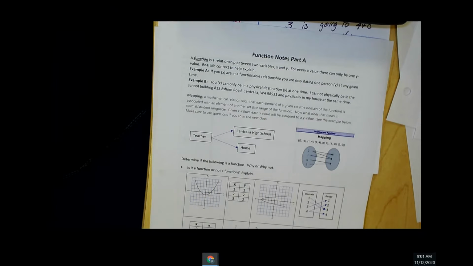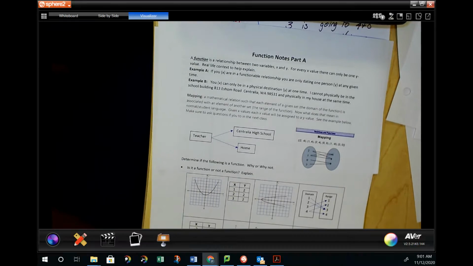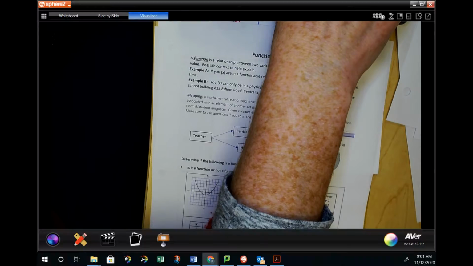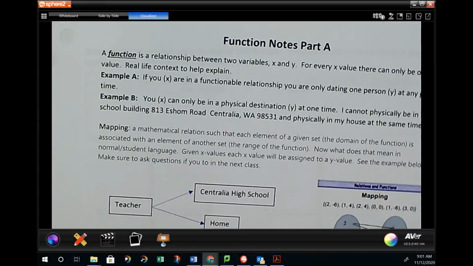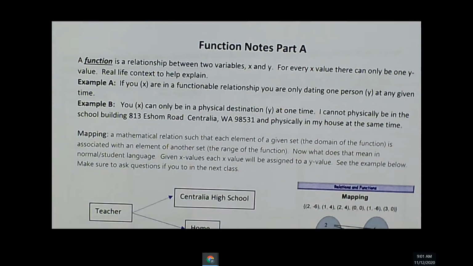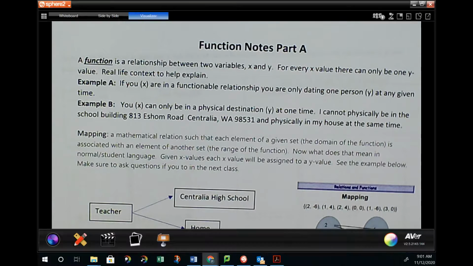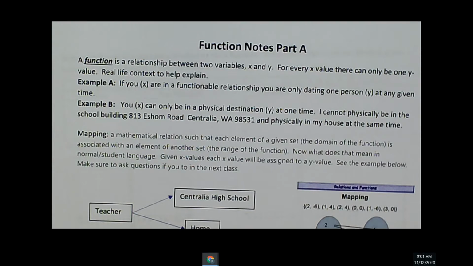So in real life, if you are in a functional relationship, because you are x, then you can only date one person at a time. That's a functional relationship. My next example, B: if you are x and you look at the physical destination, you can only be at one physical place at one time. So I cannot physically be at the school building, 813 Esham Road, Centralia, Washington, and physically be at home at the same time. So that's how I like to think about it.